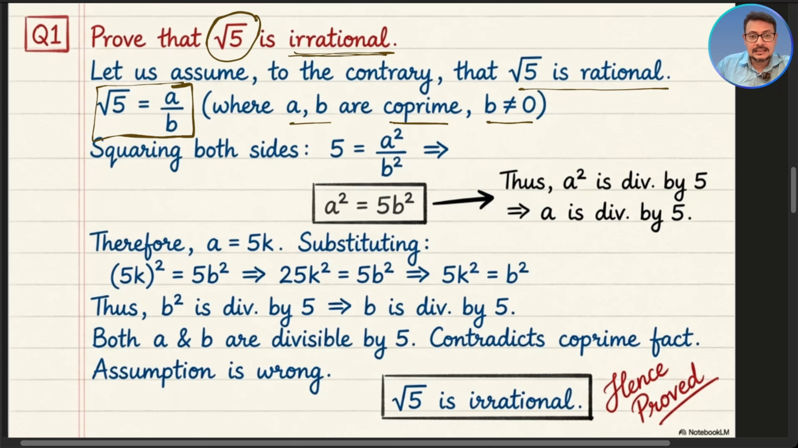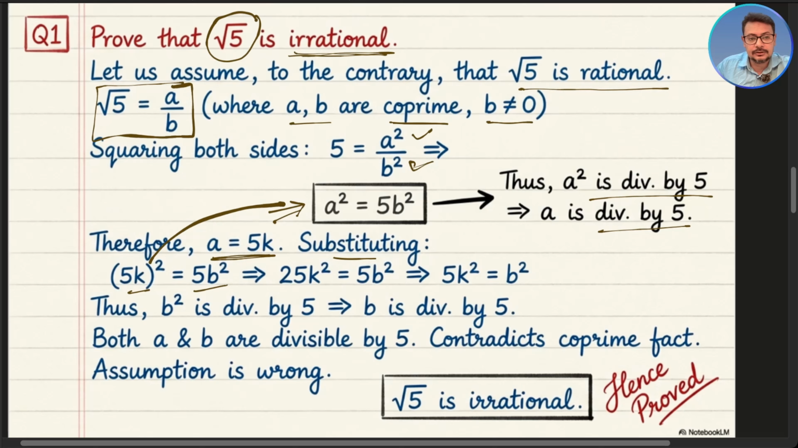Squaring both the sides we will get 5 is equal to a square by b square. Thus a square is equal to 5b square. Thus a square is divisible by 5 as per theorem 1.3. A square is divisible by 5, therefore a is also divisible by 5. Therefore a is equal to 5k. We'll take a is equal to 5k. Now substituting that in the above equation, 5k the whole square is equal to 5b square.